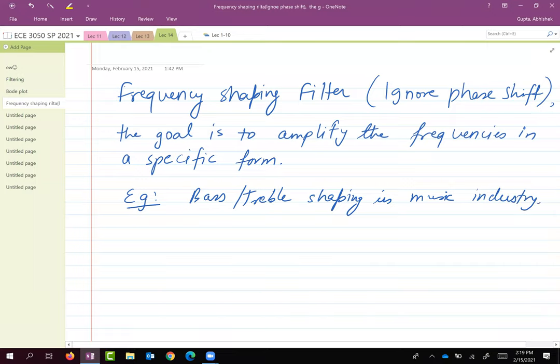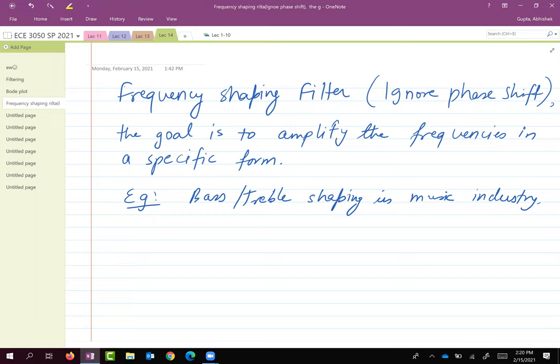So that's a frequency shaping filter, because you want to shape the frequencies in the output in an appropriate fashion so that it sounds good to the ears. Okay, so that's the goal of a frequency shaping filter. It's actually very, very complicated.